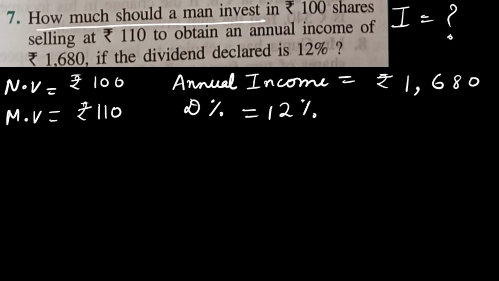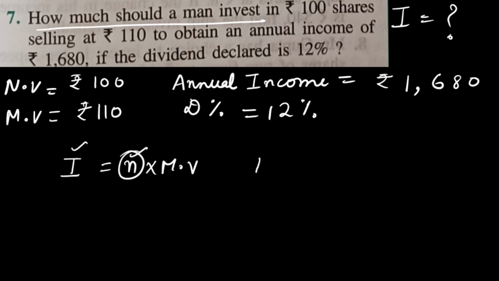See, first of all, from the formulas, we have to figure out which formula to use. These are the main formulas which I have told you. Investment we have to find, right? So I know investment is equal to number of shares into market value. This is the first formula we have done. But we can see here number of shares we don't know, right? So for finding investment we need number of shares.